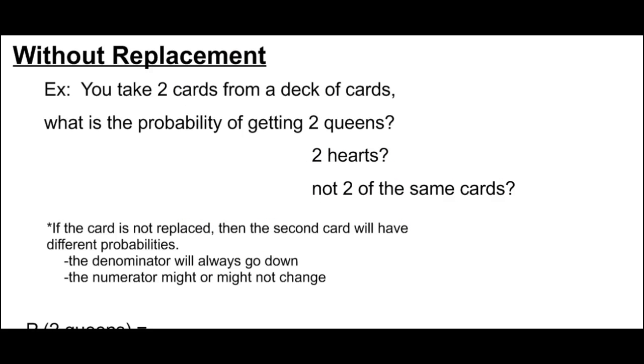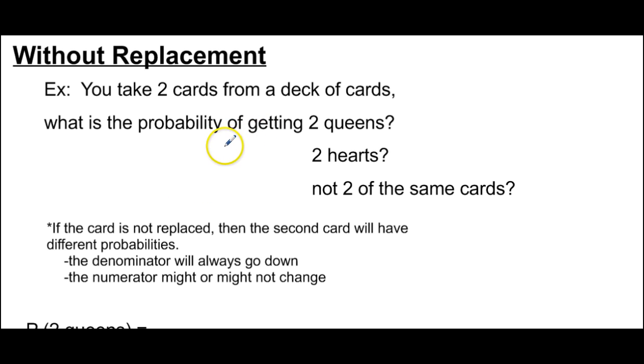So now this is probability without replacement. We're looking at the same example. You take 2 cards from a deck. What is the probability of getting 2 queens, 2 hearts, and the probability of not 2 of the same card? Without replacement, for the first part, you pick a card and the probability will always be the same.